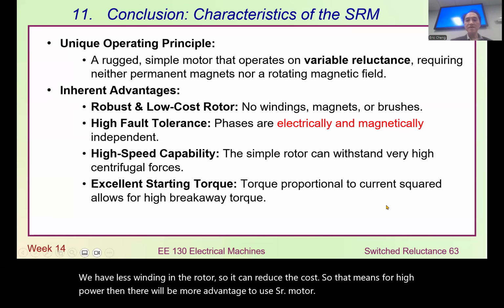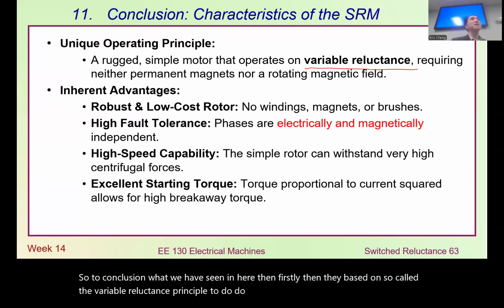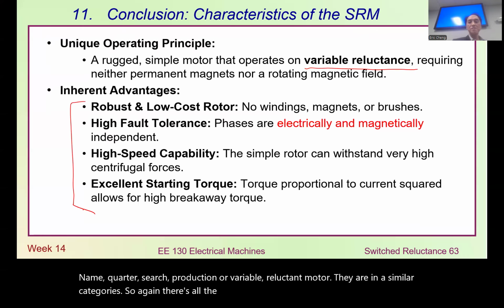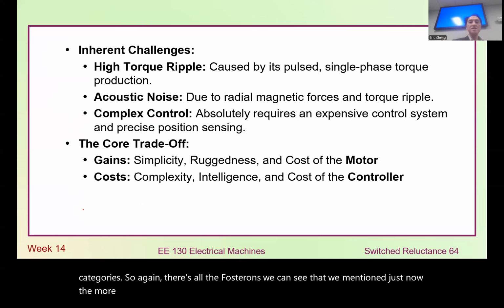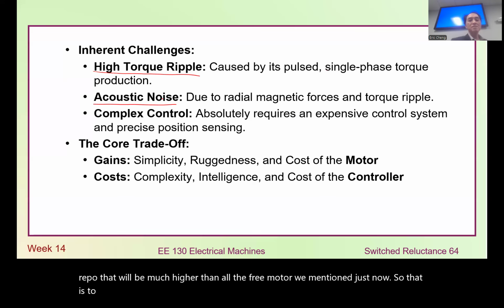So in conclusion, what we have seen here is, firstly, that they are based on the so-called variable reluctance principle. In the market, you can see some names like switched reluctance or variable reluctance motor. They are in similar categories. Again, there's all the fault tolerance we mentioned just now, so I don't want to mention it again. And then inherently, you do have a high torque ripple that will be much higher than all the three motors we mentioned just now. So that is to say we do hear some acoustic noise, and the control is also more complicated in terms of the turn-on angle and turn-off angle.